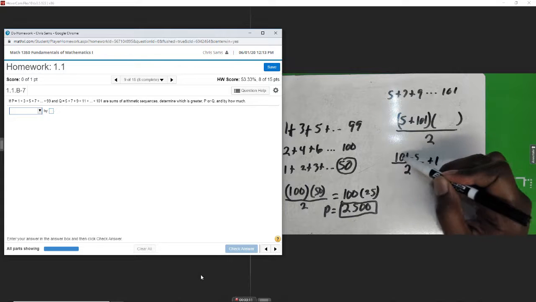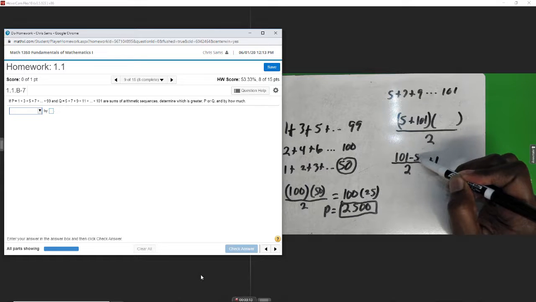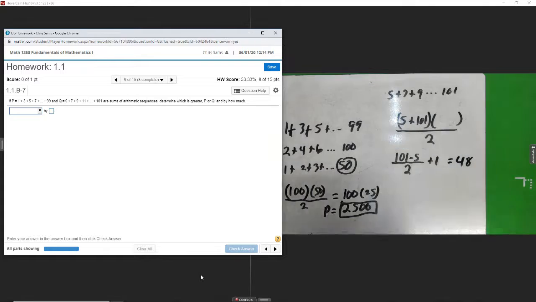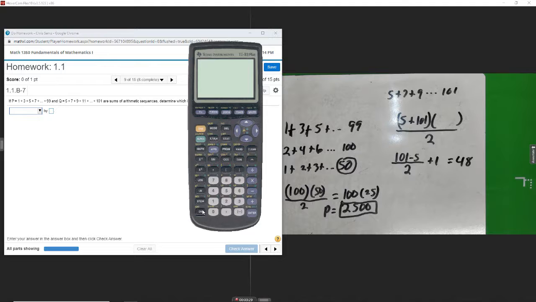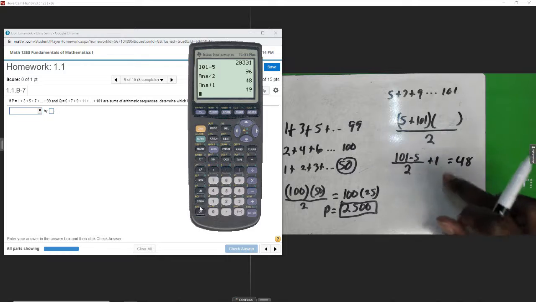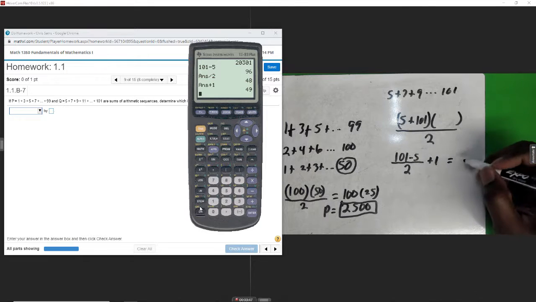So this will give me 101 minus 5 is 96. And 96 divided by 2 is 47, plus 1 gives me 48. Okay, let's verify. Sometimes you can make a mistake with mental math. So we're going to do 101 minus 5, find the difference, divided by what they're counting by. The difference is 2 plus 1. Okay, so I made a mistake. 96 divided by 2 is 48, yeah. So plus 1 will give me 49.